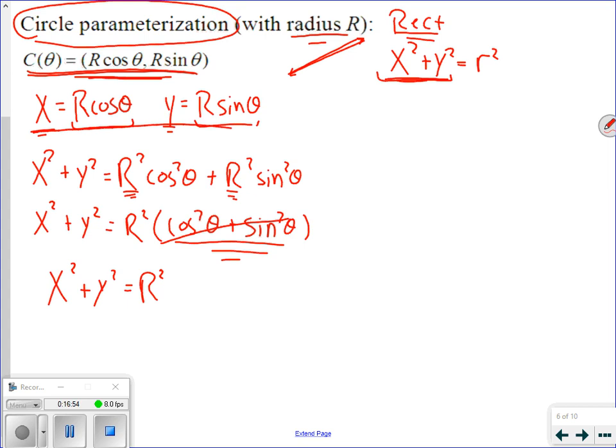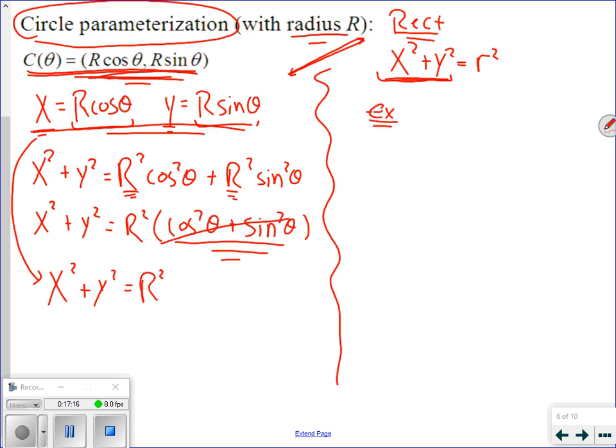So if I'm given this as my parameter at the beginning, if I want to take it to rectangular, it's as simple as just squaring both of them, adding them together, and it takes you to that rectangular form. So this is describing a circle parametrically. Let me give you an example of something similar.